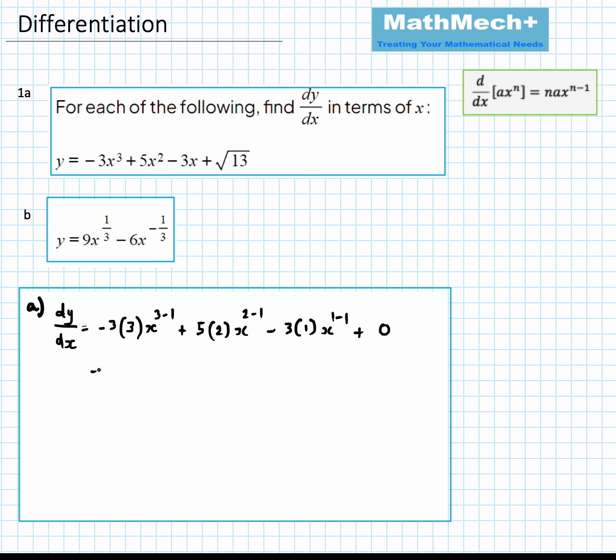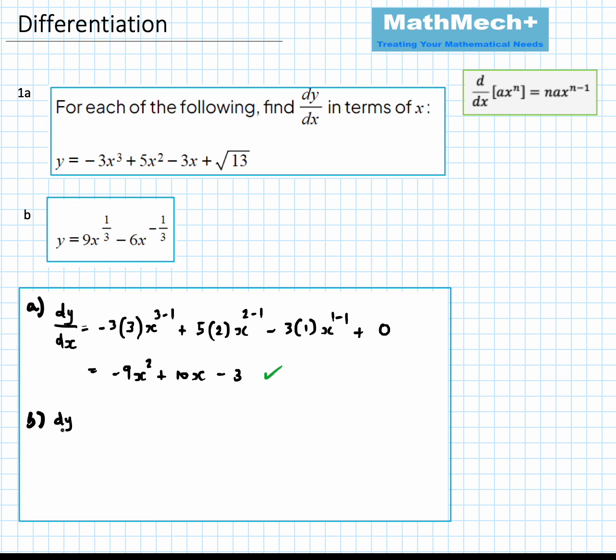Any constant, so root 13 or any number on its own is a constant. You can basically bring that to 0, because let's say it was 2. 2x to the power of 0, you would have 0 times 2, which is 0. So we've solved that there. You'll just multiply those parts out yourself and you'd see it gets simplified.